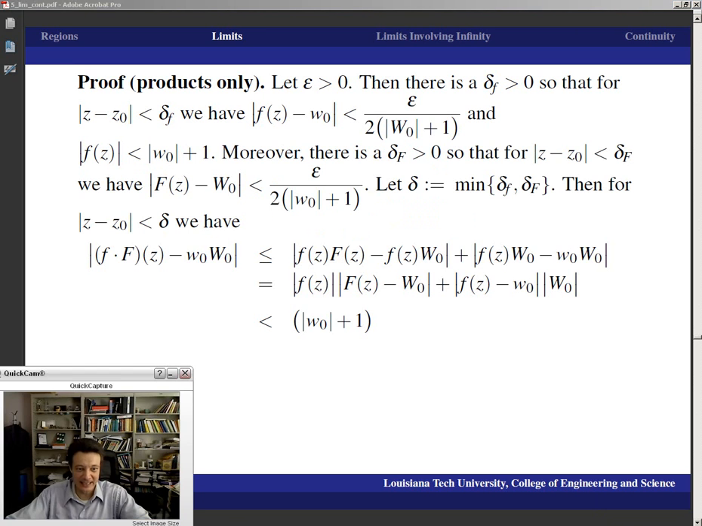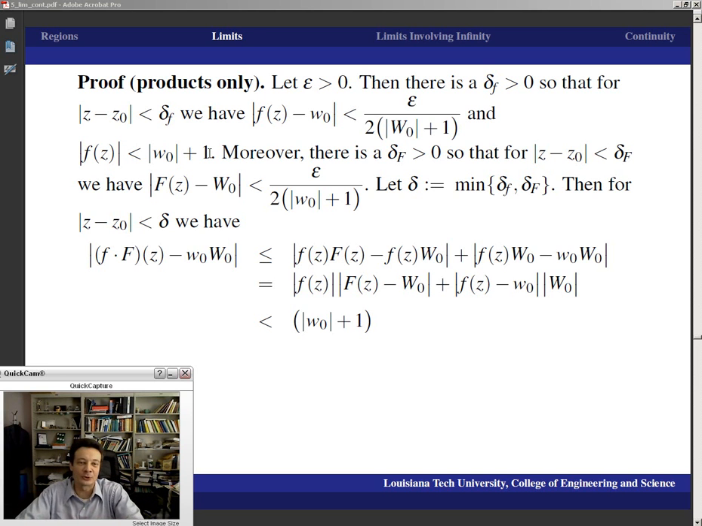All right, well, I'm back, and I fixed it. Now we have to figure out what I fixed and whether it works or not. So let's see. The only thing I've changed is that I claim at the beginning that there is a delta f greater than 0, so that for |z minus z0| smaller than delta f, we have the inequality that we claimed before, and |f(z)| being smaller than |w0| plus 1. That's the only change I've made. Why is that still true? Because, of course, you cannot write down a proof where you first write down the first half and then you just change something randomly and hope that it works.